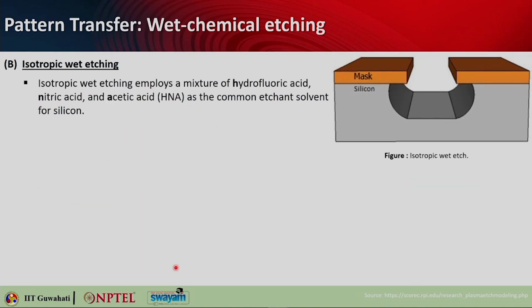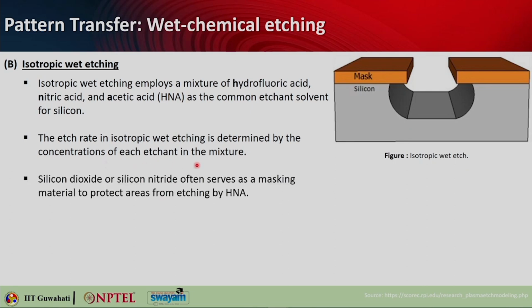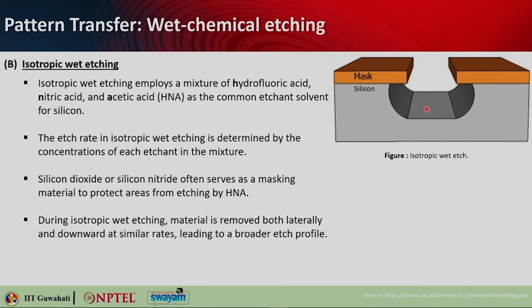But when you go for isotropic wet etching, it happens equally in all directions, as the word isotropic means. So, isotropic wet etching employs a mixture of hydrofluoric acid, nitric acid and acetic acid. In short, you can call them HNA, and that is used as the common etchant solvent for silicon. And the etch rate in isotropic wet etching is determined by the concentration of each etchant in the mixture. So, silicon dioxide or silicon nitride often serves as the masking material, okay, that you see here, that can be used to protect the areas from etching by HNA.